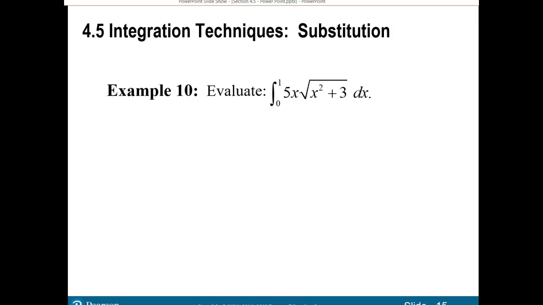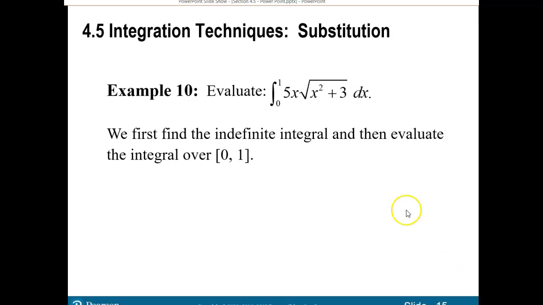All right. This one we have limits. Okay, it's the same idea to do the problem. We're going to look for something for which the derivative is part of the rest of the problem, but then I'm just going to have to evaluate it at the end using my limits instead of adding a c. All right, so the thing under here, x squared plus 3, the derivative is 2x. Okay, well I have a 5x, I don't have a 2x, right? But since the variable's here, I can adjust with my constants.